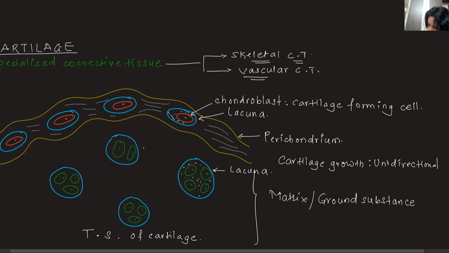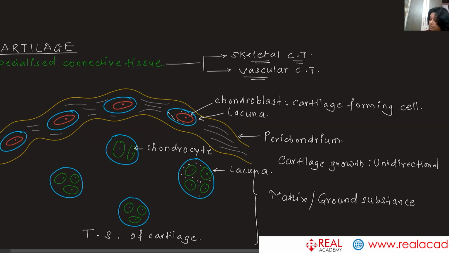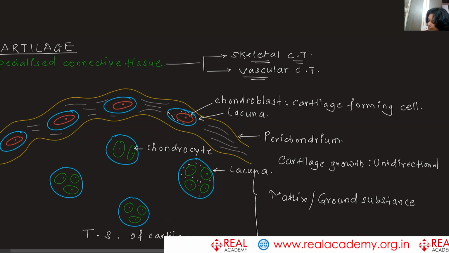What are these cells called? Are they the same cell? No, they are not chondroblasts. These cells are called chondrocytes. Chondrocyte is a cartilage maintaining cell.